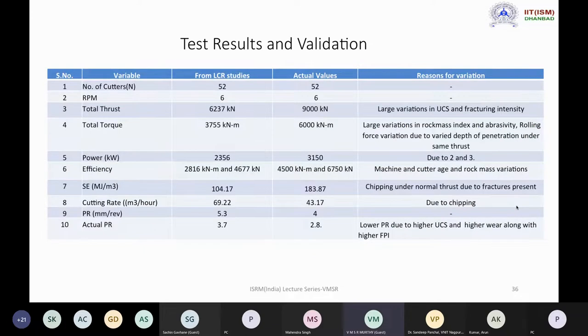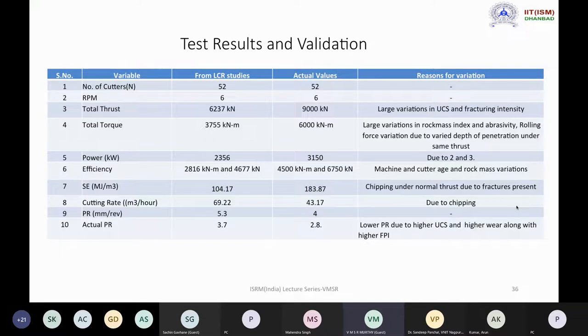Now, you may say that all these tests are lab scale tests, and can we really compare the results of these lab scale studies with the actual values? So we tried in our own way to connect the laboratory cutting rig studies to the actual values. For Parvati's data, we collected the data, and in the table you can see two columns, LCR studies and actual values. We are trying to compare the parameters of a TBM on the variable side. You can see number of cutters, RPM, total thrust.